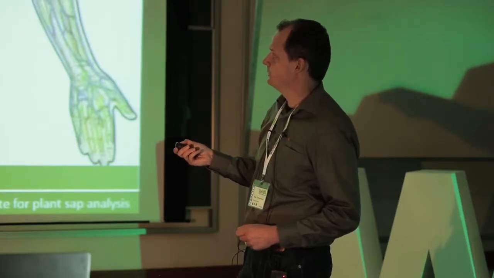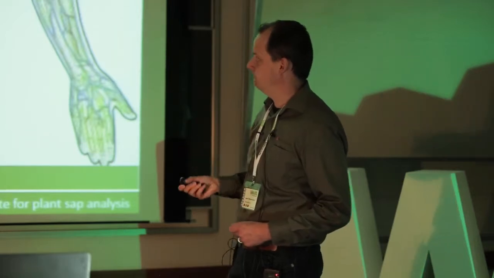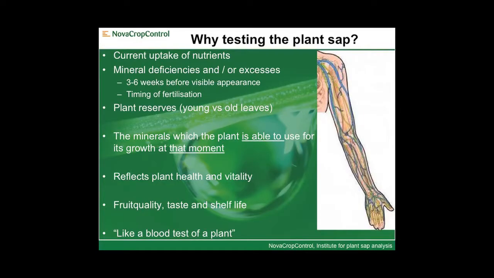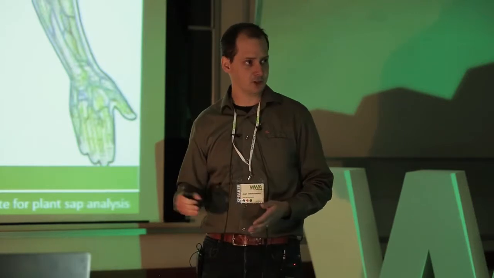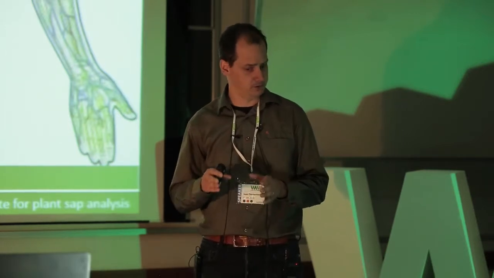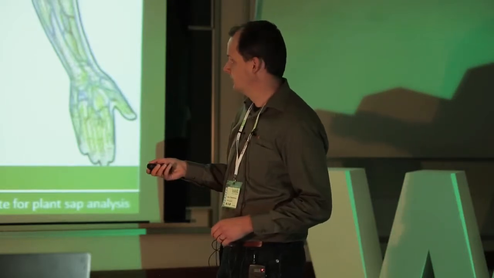We measure the minerals which the plant is able to use for its growth at that moment. So if you have a tissue test, you measure the complete leaf and also the elements which the plant picked up in the last 3 months, for example. Now, with the SAP test, we measure the elements which the plant is able to use at that moment. Not history, but we measure the future of the actual uptake.